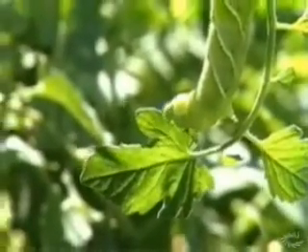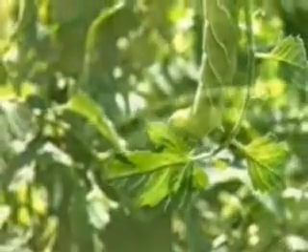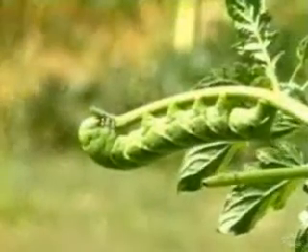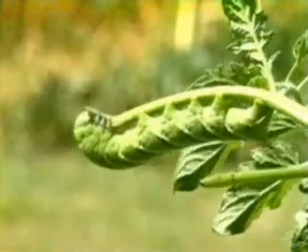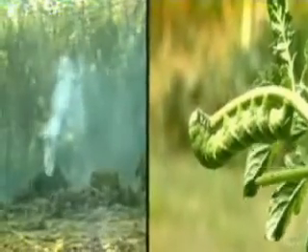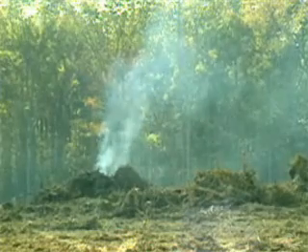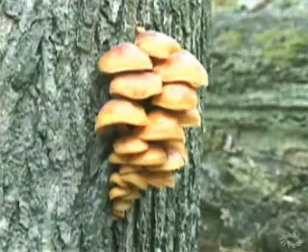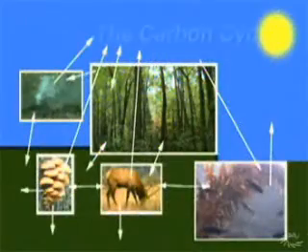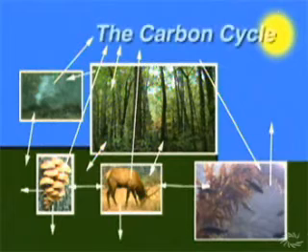Some carbon atoms are used to build body tissue, and others are released back into the environment as carbon dioxide when living things use chemically stored energy. Carbon is also returned to the environment when wood or fossil fuels are burned, and when decomposers carry out the process of decay.